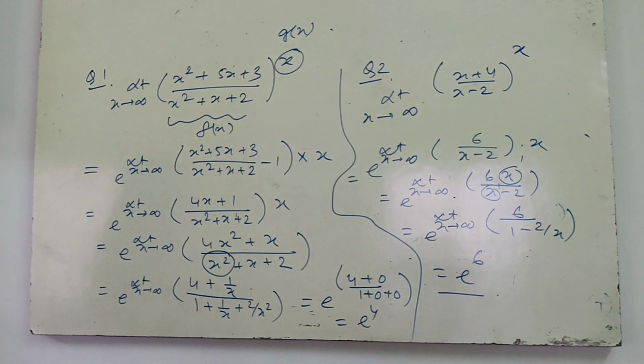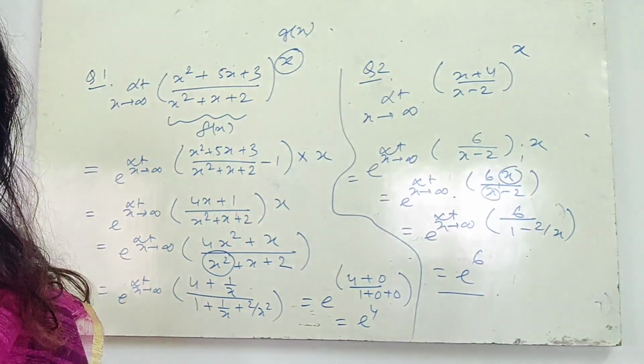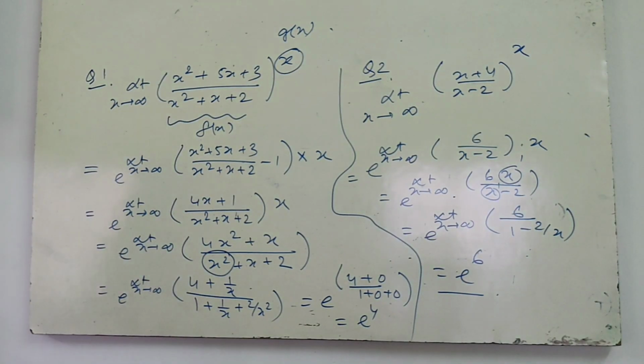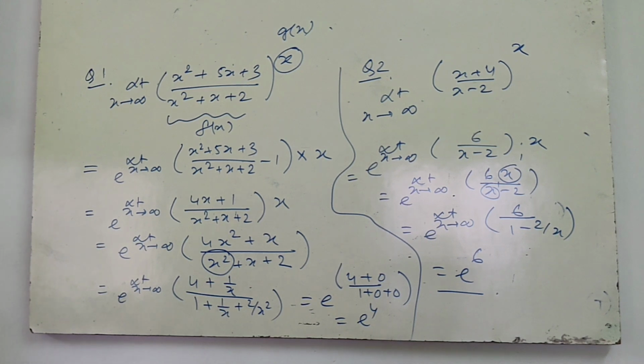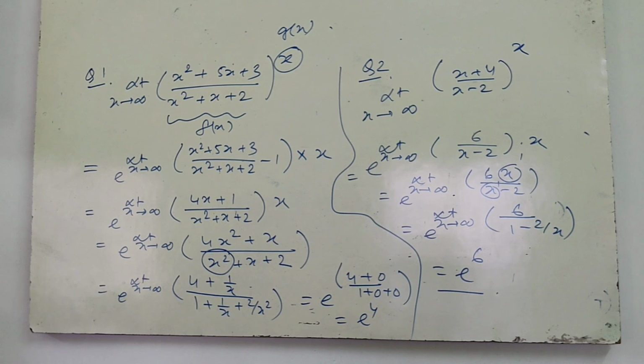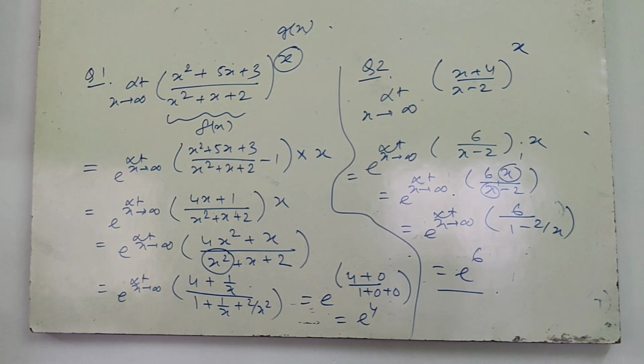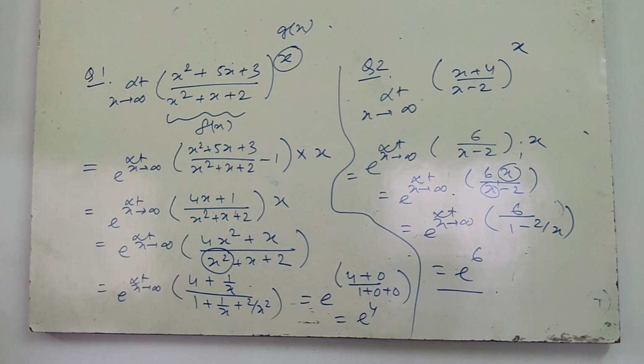Okay. So you see guys, this is a very easy step to do. You first write e to the power limit x tends to infinity, (f(x) minus 1) whole bracket times g(x). Then you divide both numerator and denominator by the highest x power in the denominator, and then you put 1 by x equal to 0. So it's a very easy one. Let's take another example.